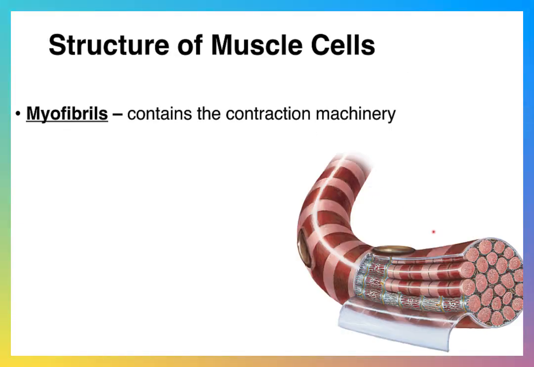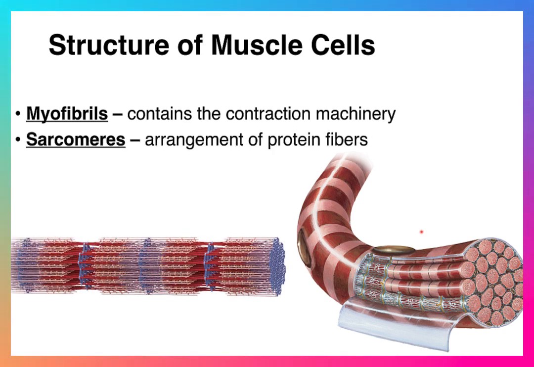Now inside each muscle cell are the fibers, as I mentioned, and each cell has myofibrils, not to be confused with myofibers. And these are the parts of the muscle cell that contain the contraction machinery. And this is just an example of what that contraction machinery looks like. This is an arrangement of protein fibers that are called sarcomeres. And these protein fibers slide over each other when the muscle contracts, and then they slide in the opposite direction when the muscle relaxes.